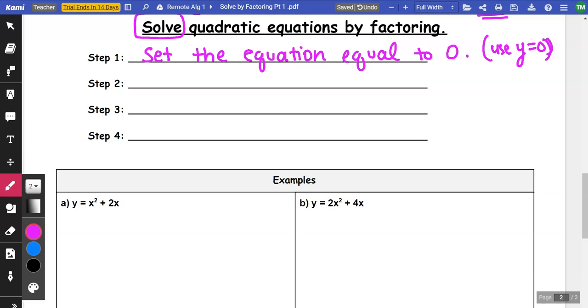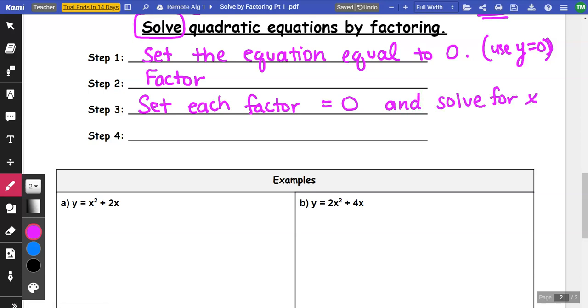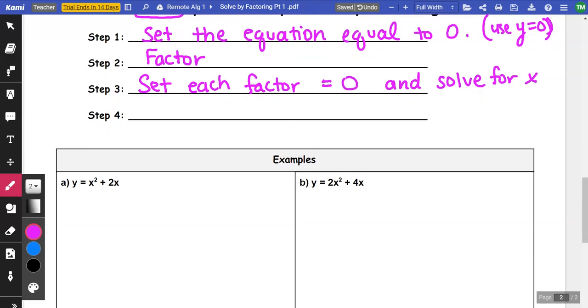Step 2 is to factor the equation. Step 3, you are going to set each factor equal to 0 and solve for x. So that's how we're going to find our x values. We're going to set each factor equal to 0, and we're going to solve for x. Then step 4 is to write your final answer and check it. Make sure you're correct.